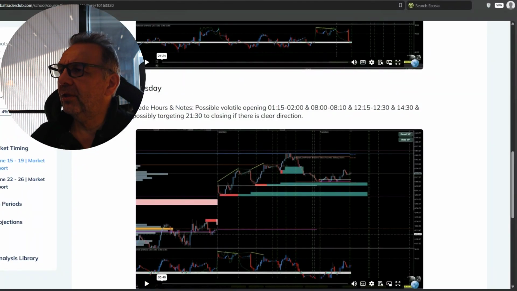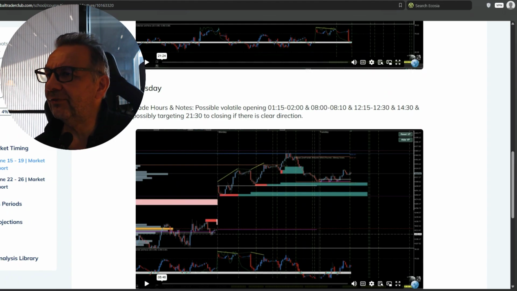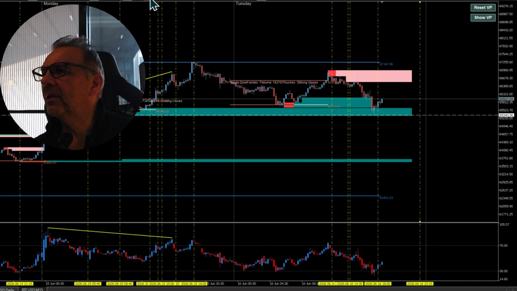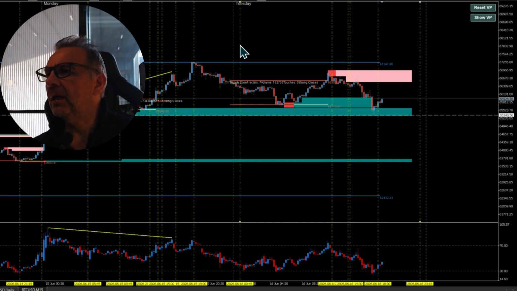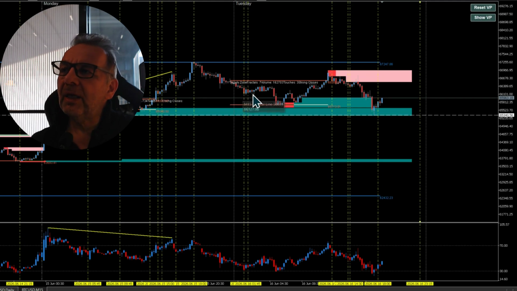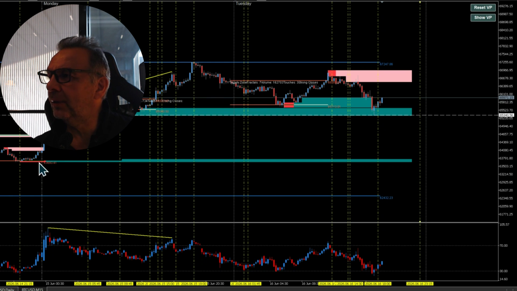I've got 9:30 to closing if there is clear direction. 1:15 and 2 o'clock. This is the 1:15 to 2 o'clock time period. So it's that zone. Here you can't really do much. Why? Because it's in the middle of nowhere. That's a low, that's a high, and you're in the middle of nowhere. So there's nothing to do here.